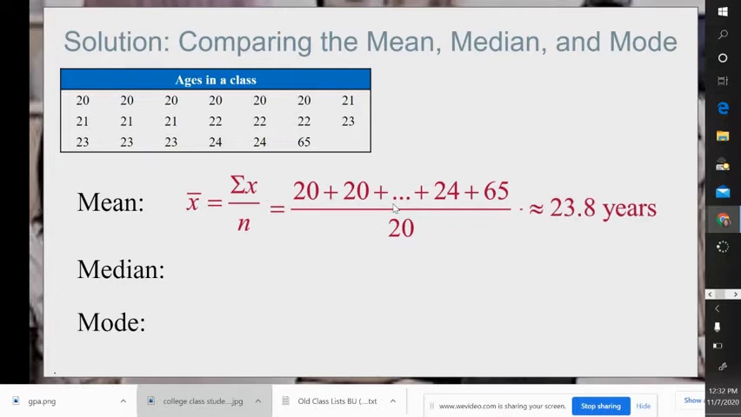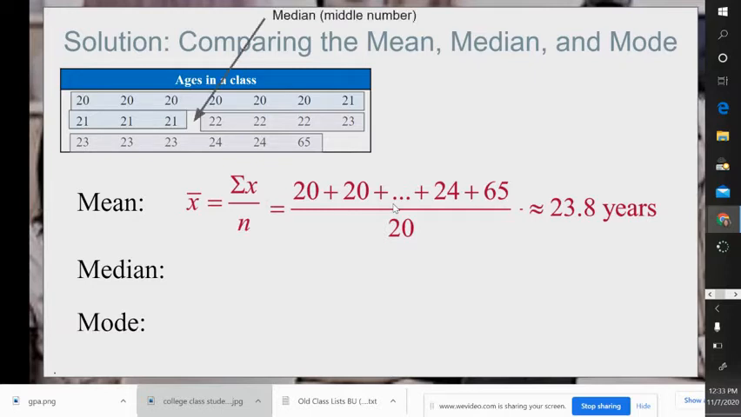When you do that, you should get around 23.8 years. So that's the average, or the mean, of these ages. Now the median is the middle. There are 20 ages in here, so you look at the left 10 and the right 10 and figure out what's in the middle. Well, there's nothing in the middle there.